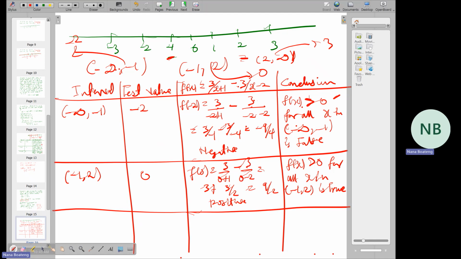And the last interval is 2 to infinity, and we pick 3. So f of 3 is equal to 3 divided by 3 plus 1 minus 3 divided by 3 minus 2. So this is equal to 3/4 minus 3, which is -9 divided by 4. So we have a negative here. So this is negative.